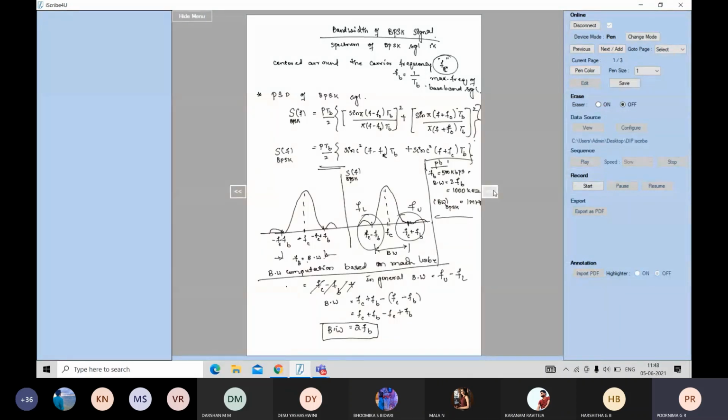So this is how you can compute the bandwidth. In the next class, I will go for the computation of probability of error for BPSK. That is a lengthy derivation, so I will continue it in the next class. After BPSK, we have to go for frequency shift keying.